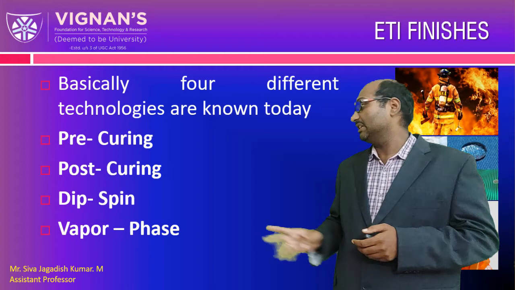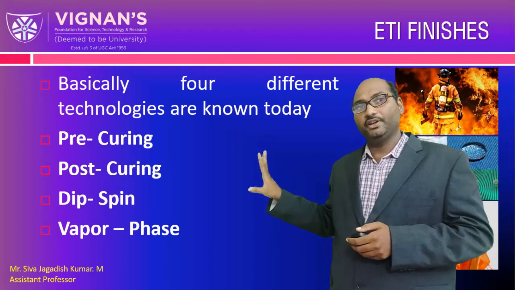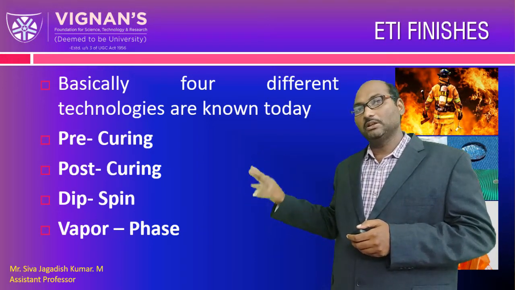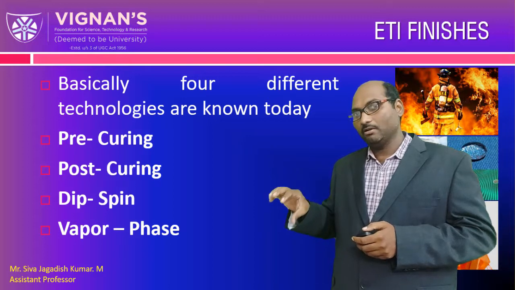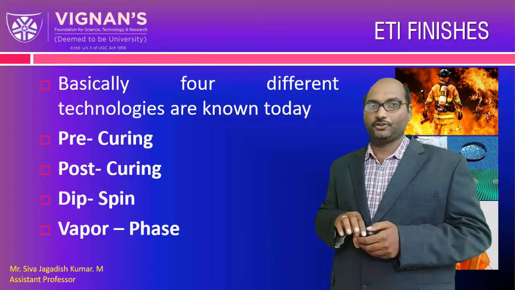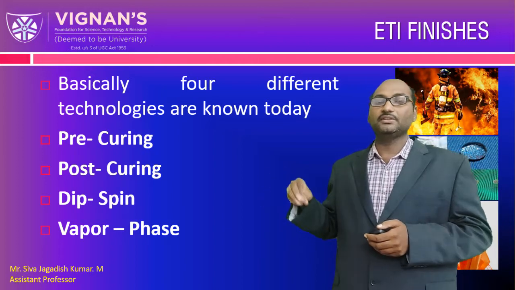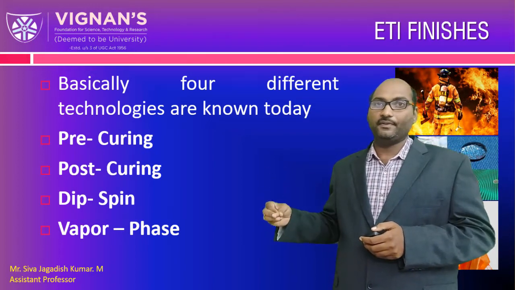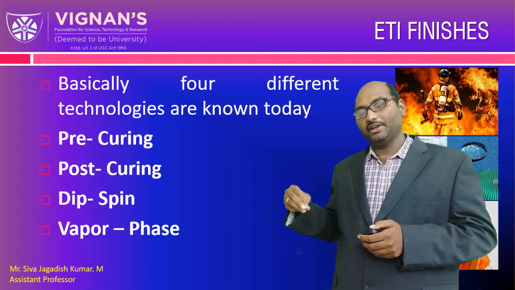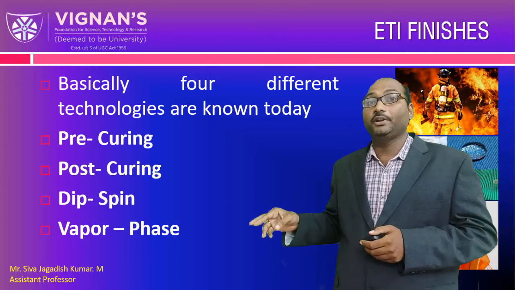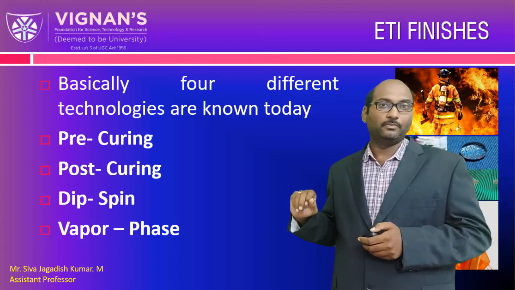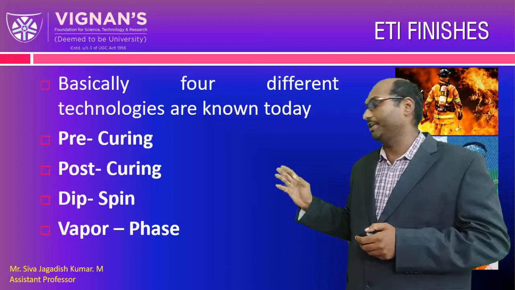So pre-curing means the fabric itself is completely finished. Post-curing means the fabric finish is applied but curing is done at the garment stage. Dip spin means the chemical application and also curing is at the garment stage. Vapor phase is the same as dip spin, but the only thing is that it is not in liquid but in vapor form. I hope you have got some idea.